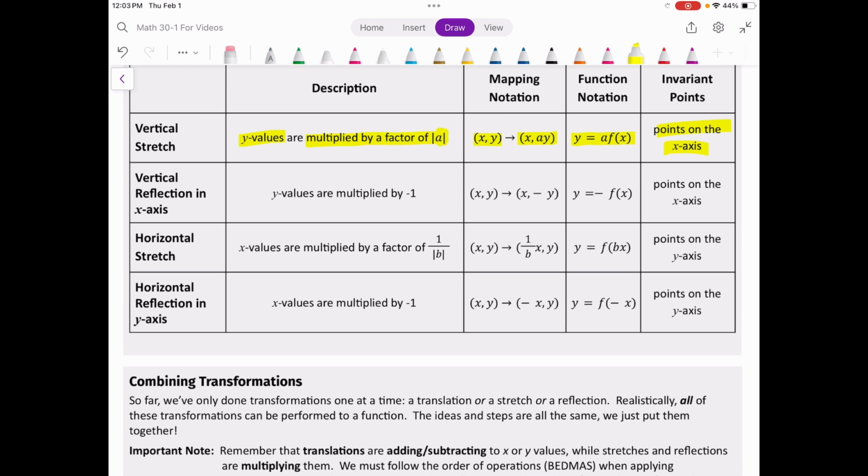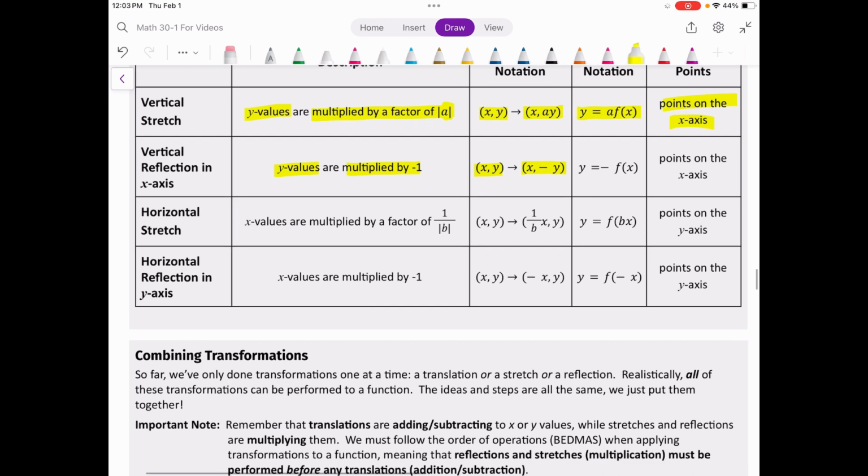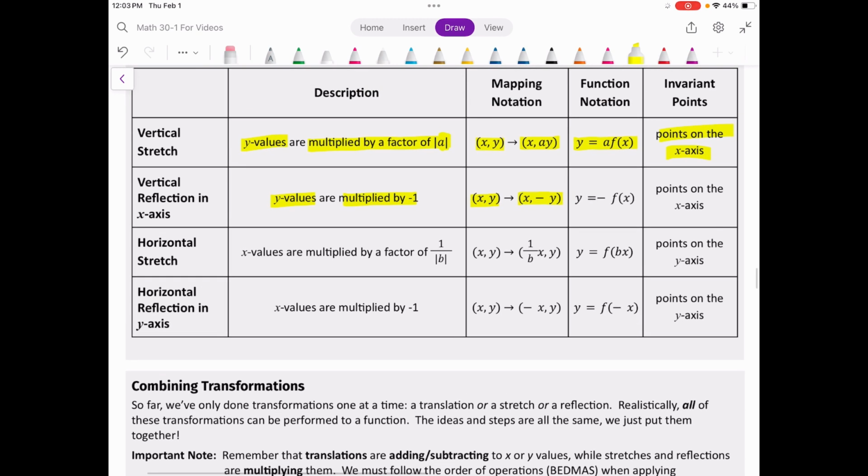Vertical reflection, the y values are multiplied by -1. In mapping notation, it's really the same thing, it's just that now our a is -1, so a point (x, y) is going to become (x, -y). The sign of the y coordinate changes, and that flips it across the x-axis. Again, kind of the same thing here, it's just being a little more specific.